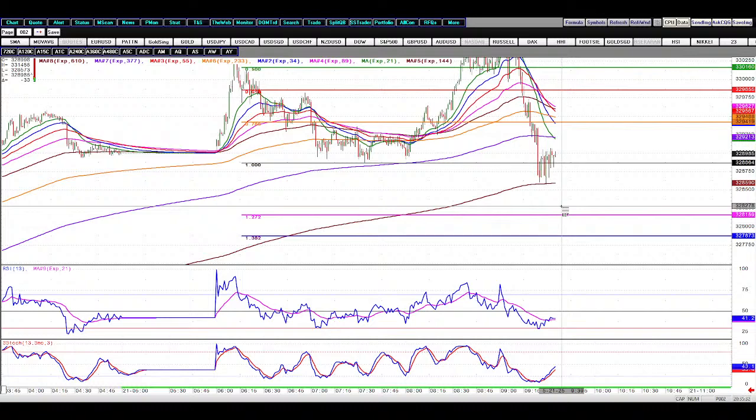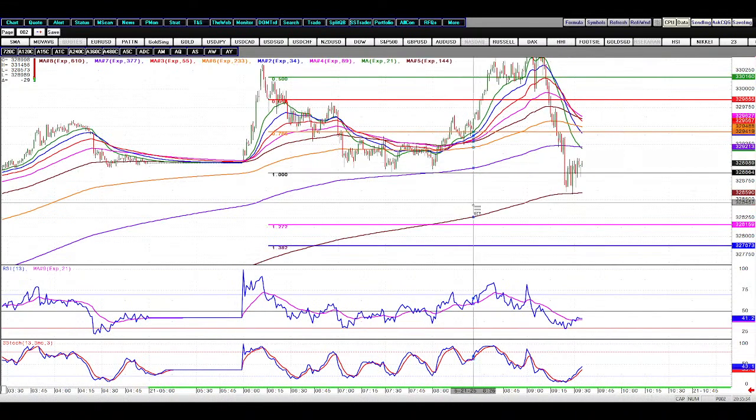Okay, so let's move on to our next trade. Dollar yen we have taken, gold we are already into the trade. So now we look into dollar Swiss.